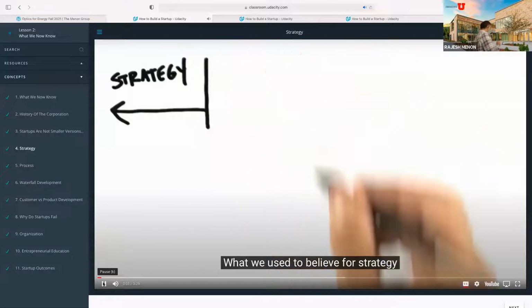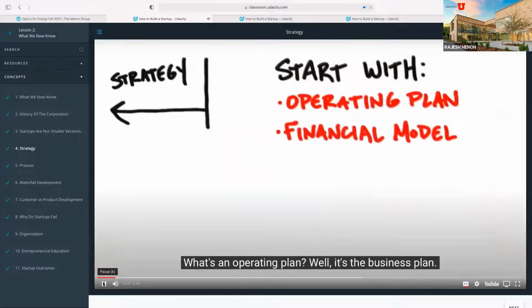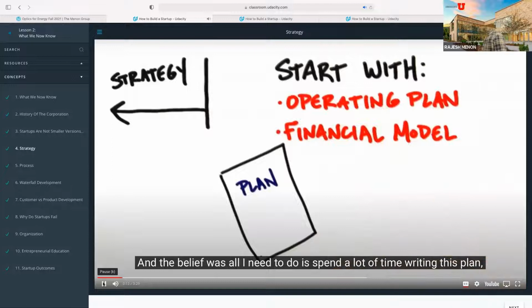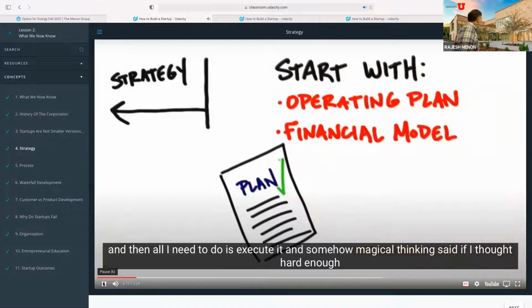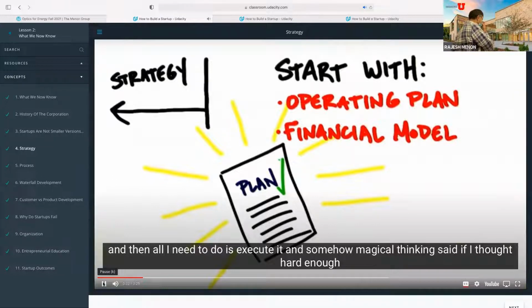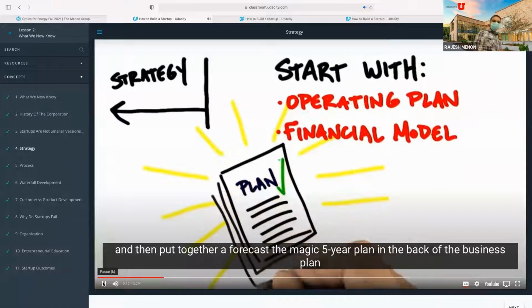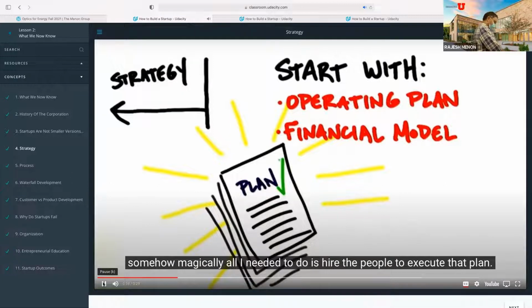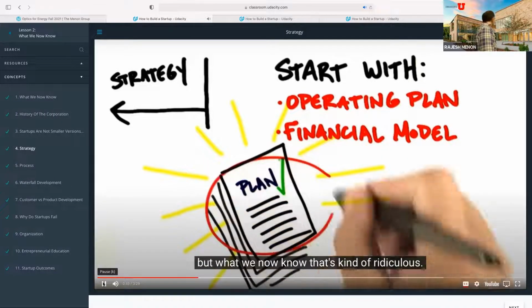So what we used to believe for strategy is that you start any company with an operating plan and a financial model. What's an operating plan? Well, it's the business plan. And the belief was all I need to do is spend a lot of time writing this plan, and then all I need to do is execute it. And somehow magical thinking said, if I thought hard enough and if I was smart enough to do all the great market research in the library and looking up all the data and then put together a forecast, the magic 5-year plan in the back of the business plan, somehow magically, all I needed to do was hire the people to execute that plan. If that doesn't sound silly to you now, don't worry, because it didn't sound silly for 40 years. But we now know that's kind of ridiculous.